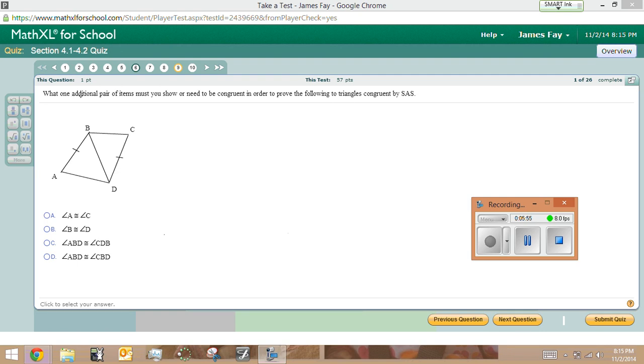Okay, so what one additional pair of items must you show or need to be congruent in order to prove the following two triangles congruent by side, angle, side? So we need an angle in between two sides. Well, right now they give me that angle and that angle. That's explicitly provided. Implicitly provided is that BD is congruent to itself. Alright, so the final thing that I would need for side, angle, side to exist would be that angle there congruent to that angle there. So I'm going to say angle ABD congruent to angle CDB. It's got to be option C here.